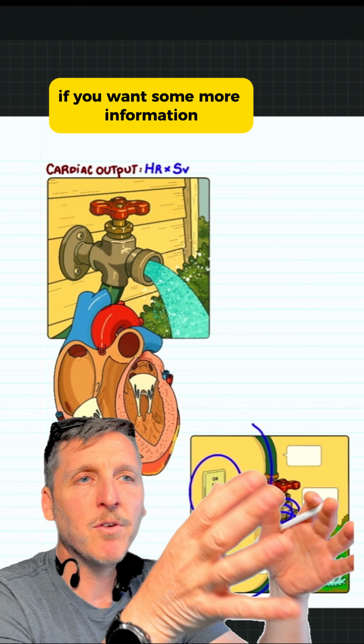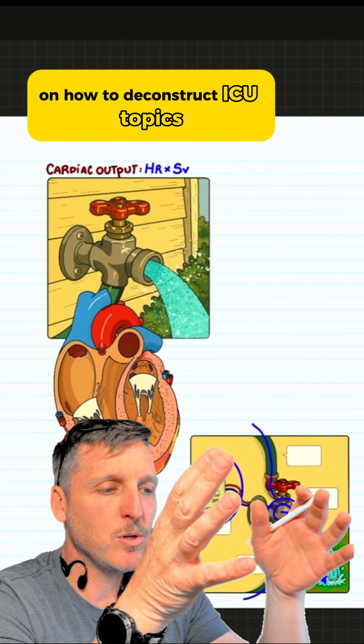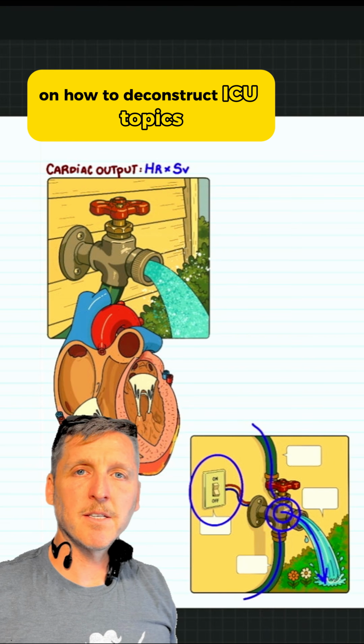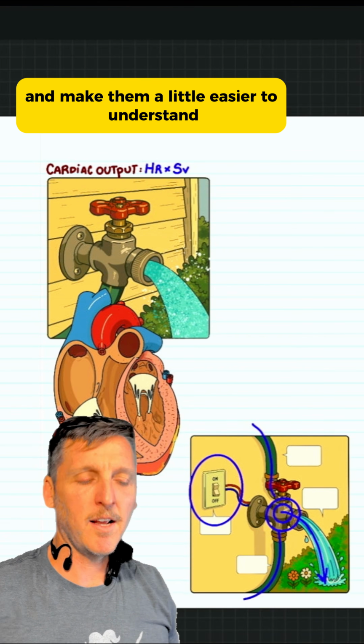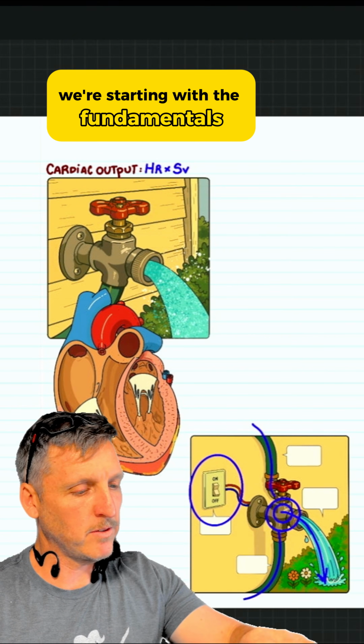Follow along for more if you want some more information on how to deconstruct ICU topics and make them a little easier to understand. And this is cardiac output. We're starting with the fundamentals. That's all I got. That was fun.